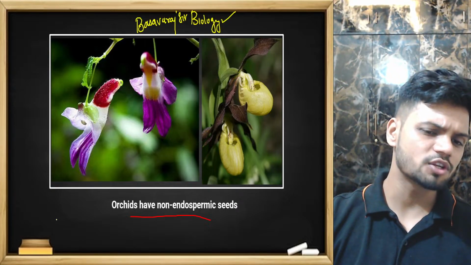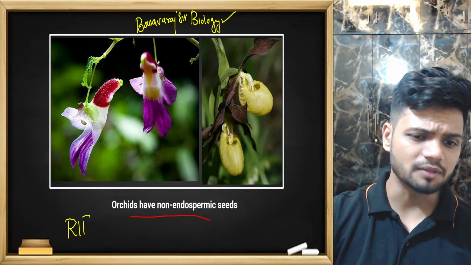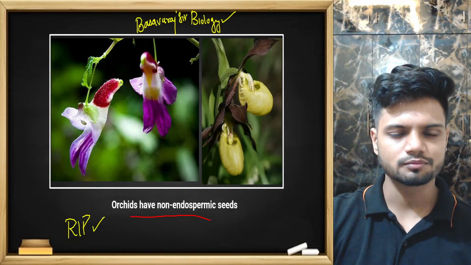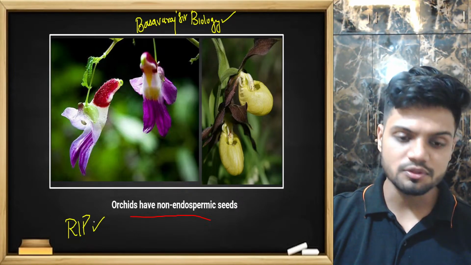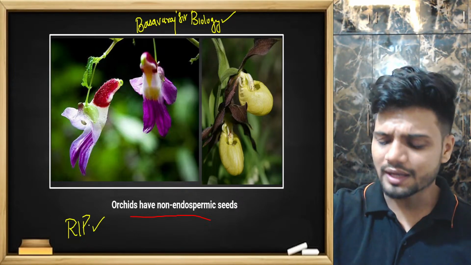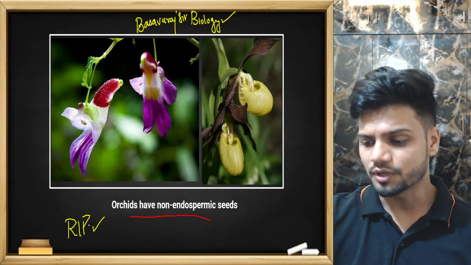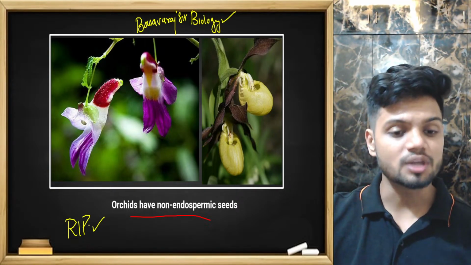I was thinking let's finish RIP. What is RIP? Respiration in plants. We'll do it in one shot. Next chapter mostly I was thinking we'll do RIP, a very easy chapter: glycolysis, Krebs cycle, electron transport chain. Hopefully we can do that chapter next.